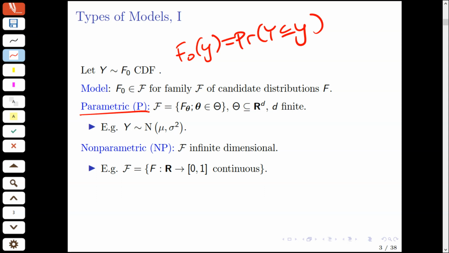As a specific case of a parametric model, we can go back to our introductory statistics and probability classes, in which case we typically take y to be normally distributed with some mean mu and some variance sigma squared. So in this case, capital Theta, our index set or parameter space, is two-dimensional.